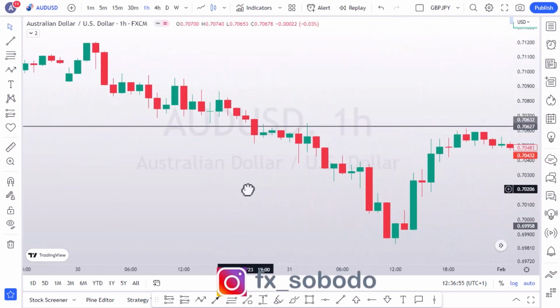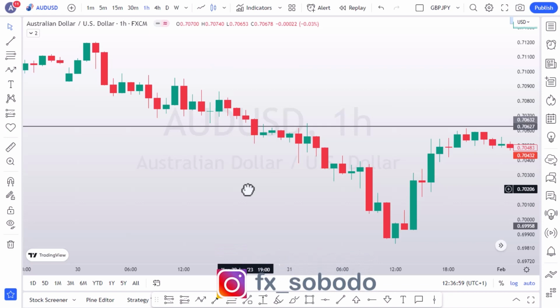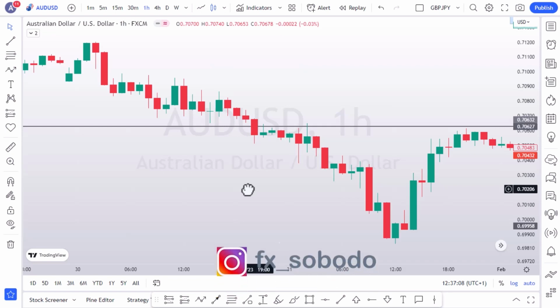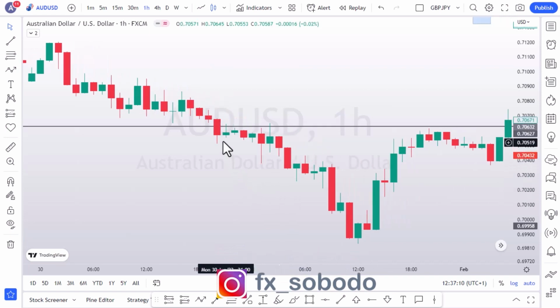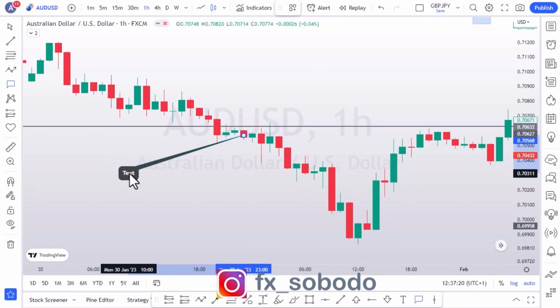Guys, please don't believe what I'm teaching you. Please make sure you open your chart, see for yourself, backtest. If it works, then why shouldn't you believe what I'm teaching you? So here, this is not a break, this is not a break, this is a break. You see, our resistance got broken to the downside.